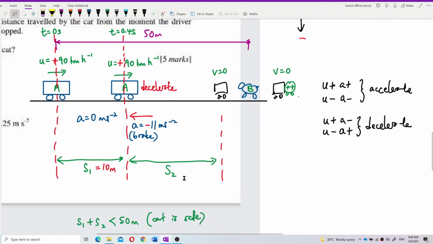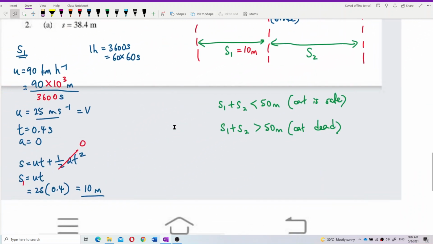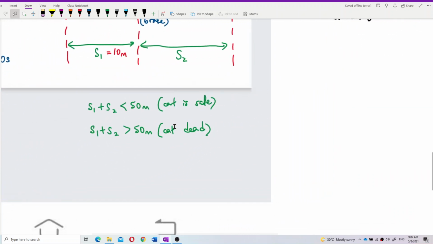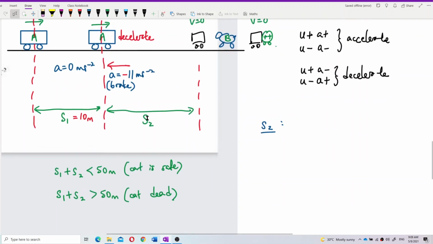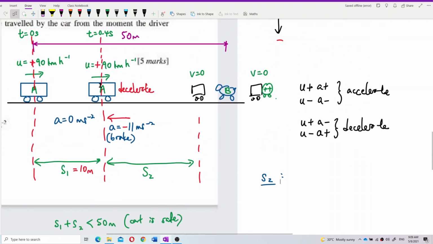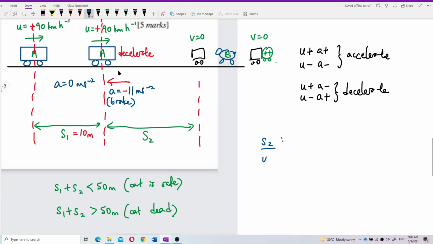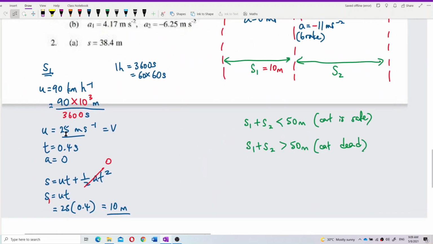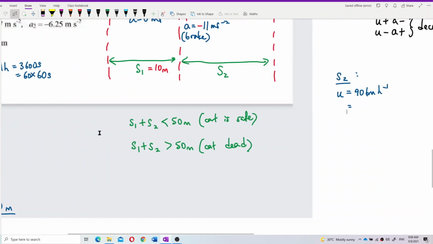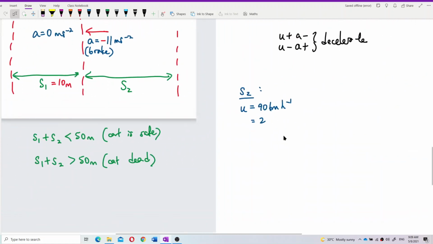Okay, now let's find out S2. So I just do it over here. We want to find S2. For S2, the initial velocity is still 90 km per hour. Just now we already converted it to meter per second, which is 25 meter per second.